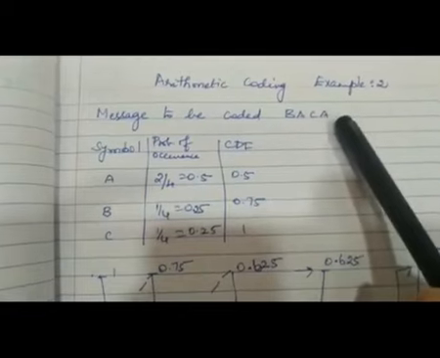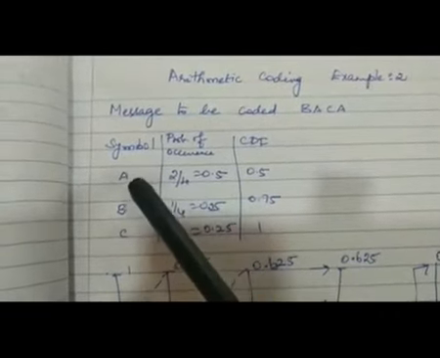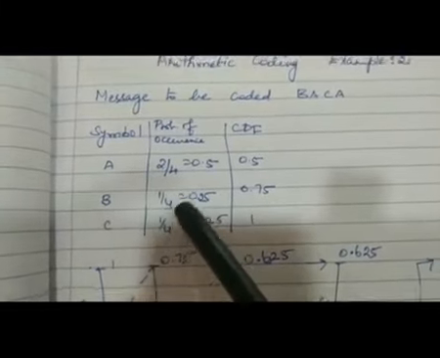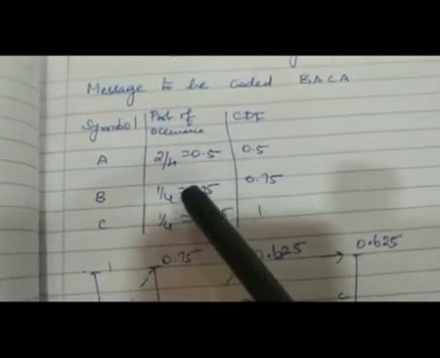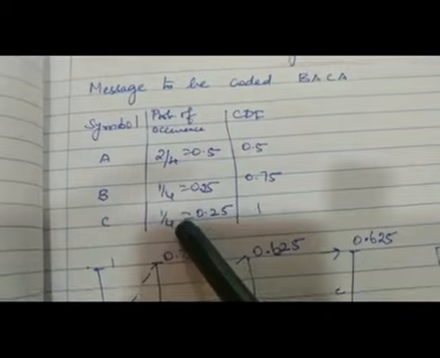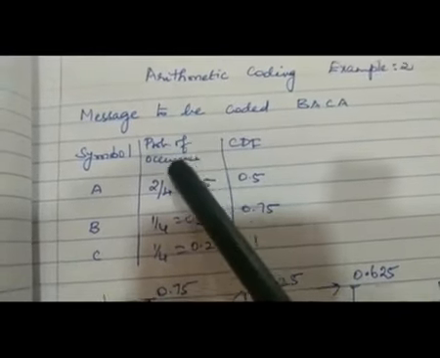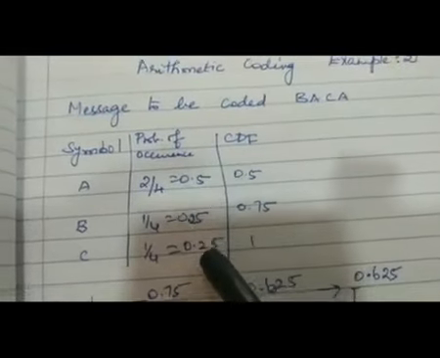A recurs twice in the message, so its probability is 2 by 4, which is 0.5, and we write it only once. B and C occur only once in the message, so the probability of B is 1 by 4, and that for C is also 1 by 4. The probabilities of occurrence of the symbols are written in the second column.